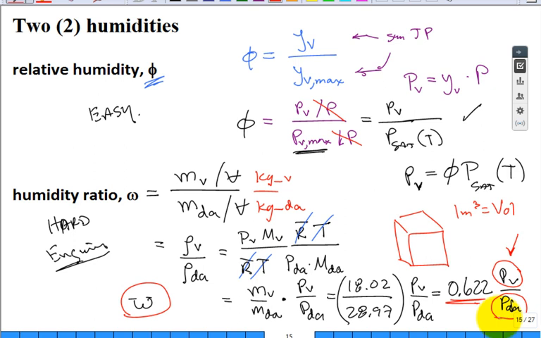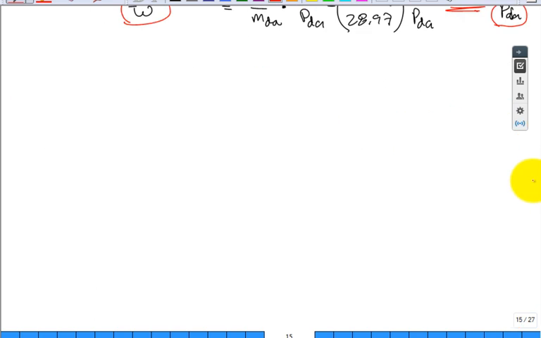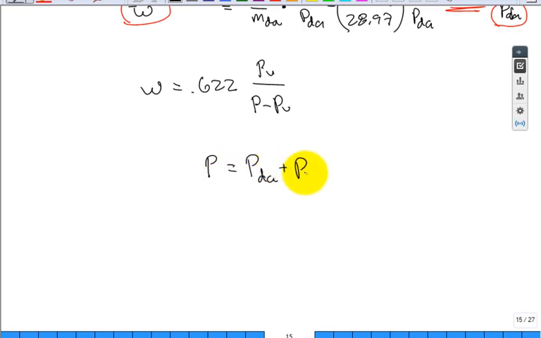So sometimes they'll write this equation as omega is equal to 0.622 PV divided by P minus PV. Well, what is that P without a subscript? That is just your total mixture pressure, the sum of the dry air plus the vapor pressure. Look good? Thank you very much. Let's continue on.